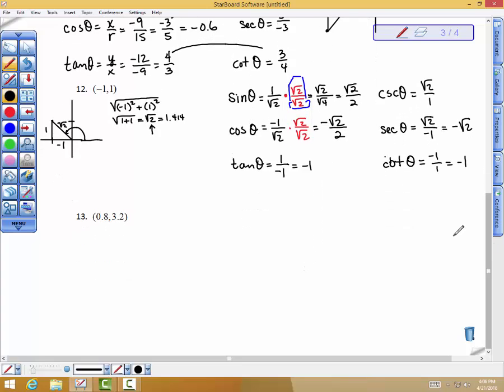Finally, you should stop the video right now and do the work for the last problem, and then come back and watch my answer. So I'm going to go to the right 0.8 and go up 3.2. And I'm going to quickly draw my reference right triangle. So I have a 0.8 here, a 3.2 here, and in this problem I'll have a 3.3 for the hypotenuse.